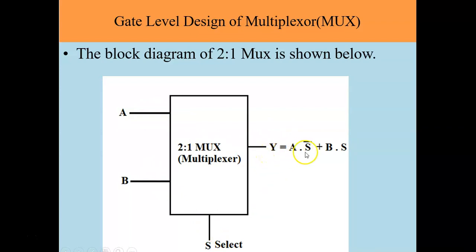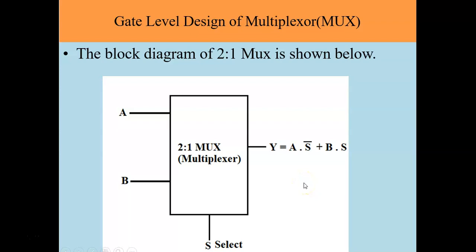Then what is Y according to digital logic? Y is equal to A dot S complement, S being the select line, plus B dot S. Dot means you require an AND gate. S complement means you require 1 NOT gate. Plus means you require 1 OR gate. That means I need a minimum of 2 AND gates, 1 NOT gate, 1 OR gate.